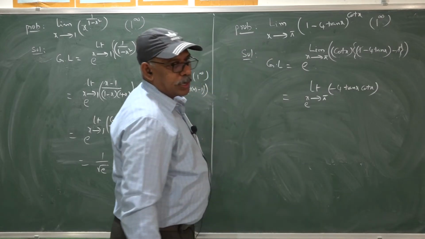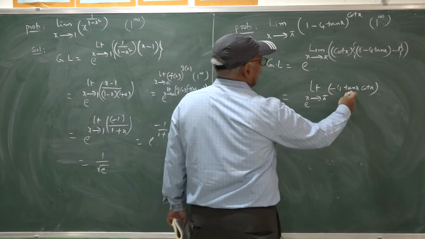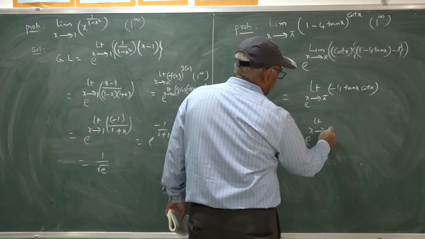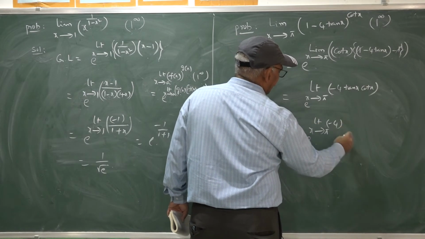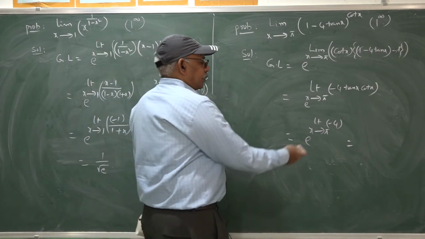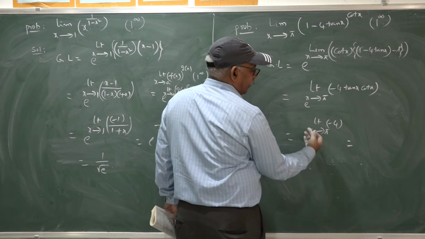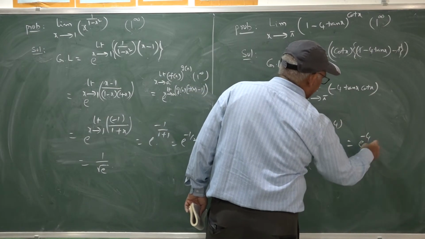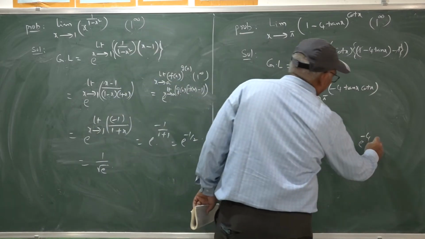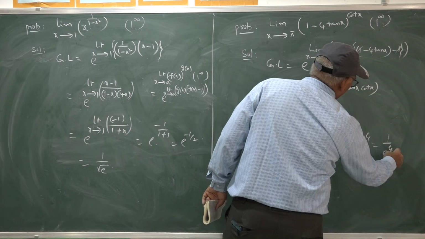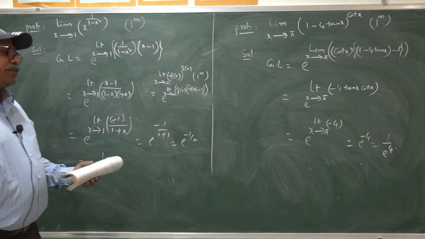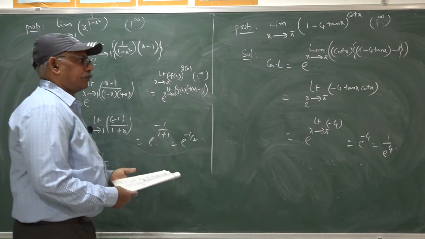But tan x into cot x is clearly 1. So, the limit reduces to minus 4 itself, e power limit as x goes to pi of minus 4. This is a constant independent of x, hence it takes minus 4 itself. The total limit is e power minus 4, which is 1 by e power 4, where e is an exponential number, whose value lies between 2 and 3.